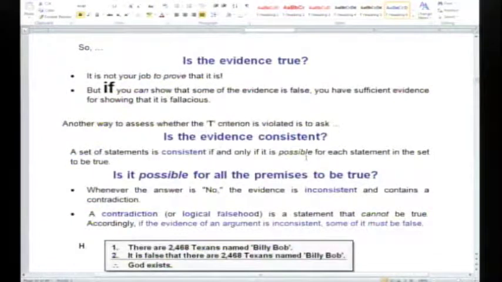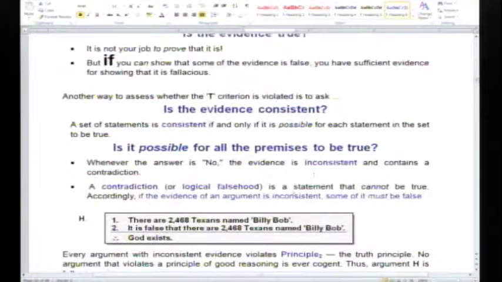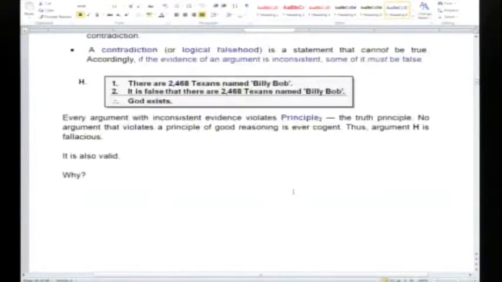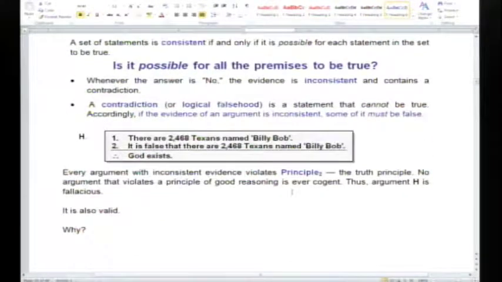So is the evidence true? Well, if you can show that it isn't, you've got good grounds for proving that the argument's bad. Another way, like I said, is to ask, is the evidence consistent? Consider this argument. There are 2,468 Texans named Billy Bob. It is false that there are 2,468 Texans named Billy Bob. Therefore, God exists. Is a valid argument.